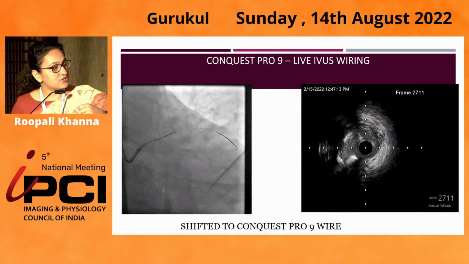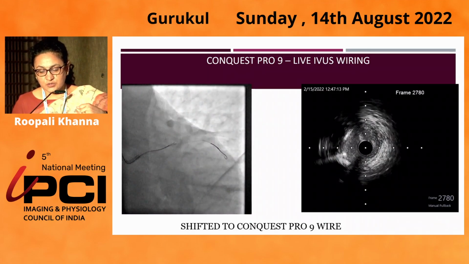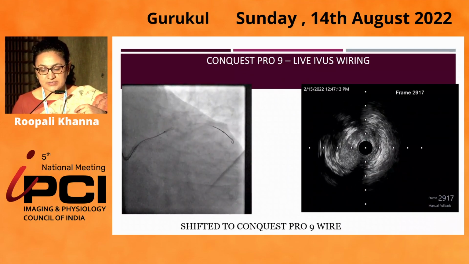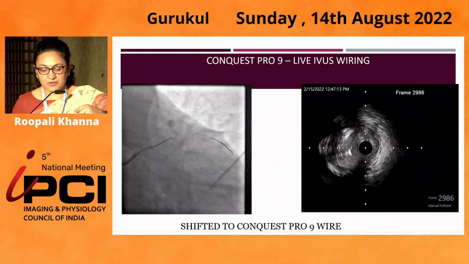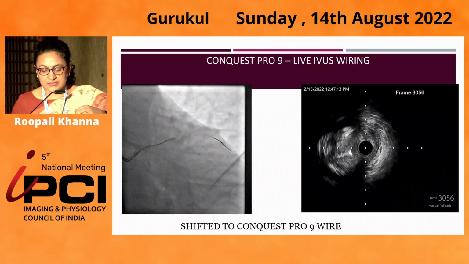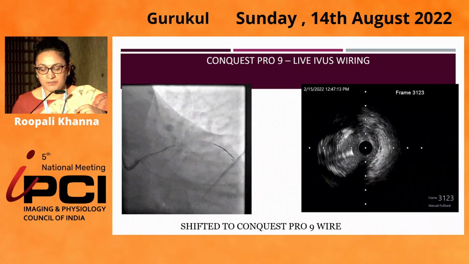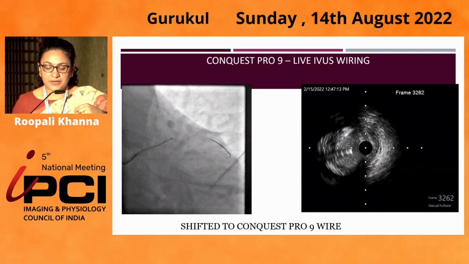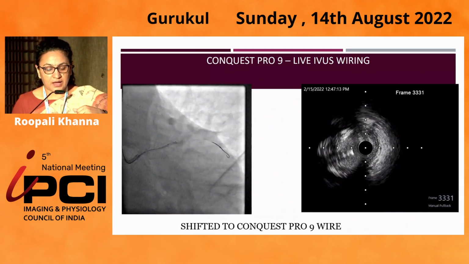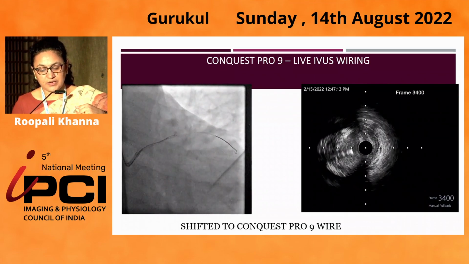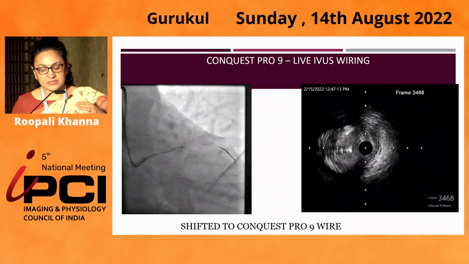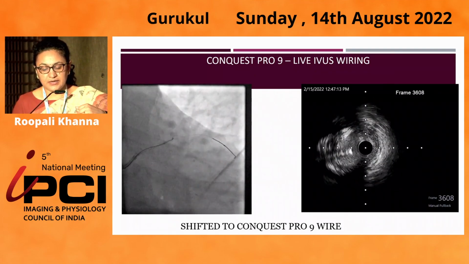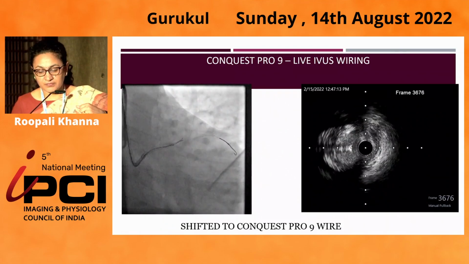So we changed our strategy from Gaia 2 to Conquest Pro. After this Conquest Pro, you can see in the IVUS wiring, my wire is at first at 9 o'clock. It's coming at 7 o'clock. Now it has localized the stump. It is penetrating the stump, and after some manipulation, we were able to penetrate the stump part. And if you can see, the same thing was documented angiographically. My Conquest wire, which is running parallel to the diagonal, but I was guided, we are sure that it is inside the LAD stump, and then it pierced it.